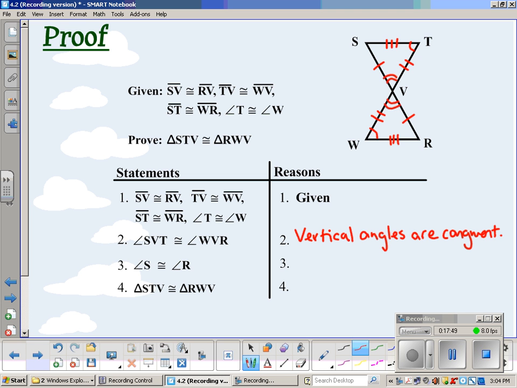Did you say the third angle theorem? Remember, we already have two pairs of angles. We had angle T congruent to angle W from our given information, and then we just proved that angle SVT and WVR are congruent by the vertical angle congruence theorem. So we can therefore conclude that angle S is congruent to angle R because it's the third pair of angles in both triangles. So we're using the third angle theorem.